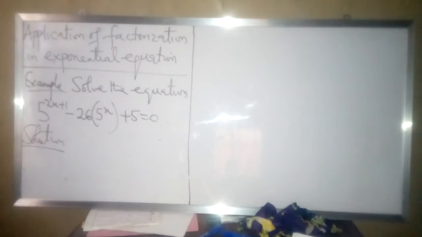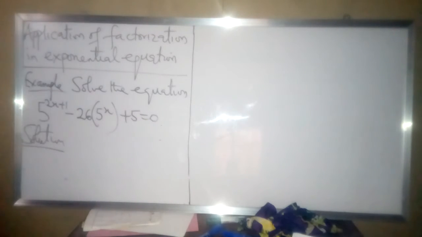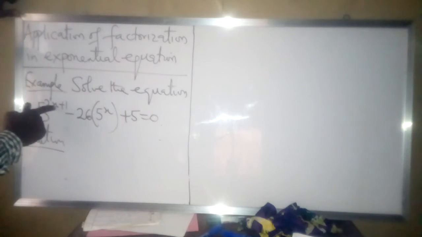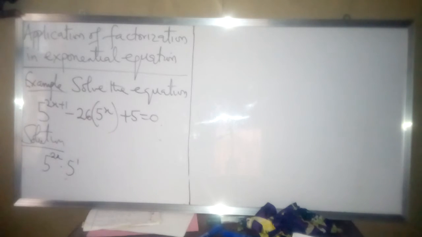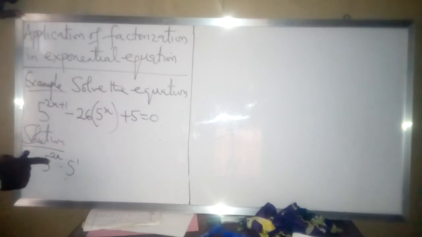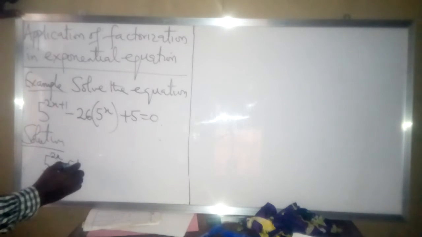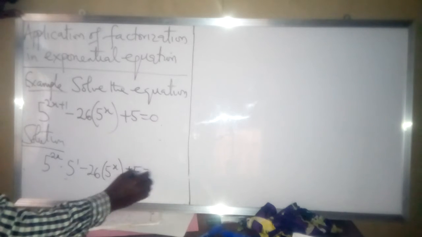If we look at this equation, we observe clearly that one of the exponents there, 5^x, can be factored out from 5^(2x+1). So that means 5^x is common. How? Now, 5^(2x+1) is written as 5^(2x) dot 5^1. Remember, in the law of indices, we are multiplying, and the dot means multiplication. So we have changed 5^(2x+1) into 5^(2x) multiplied by 5^1. Then minus 26 into 5^x, then plus 5 is equal to 0.